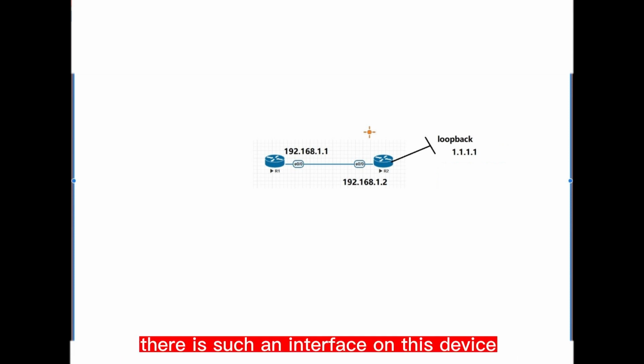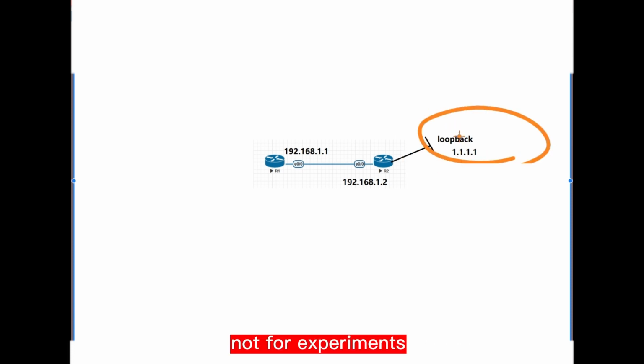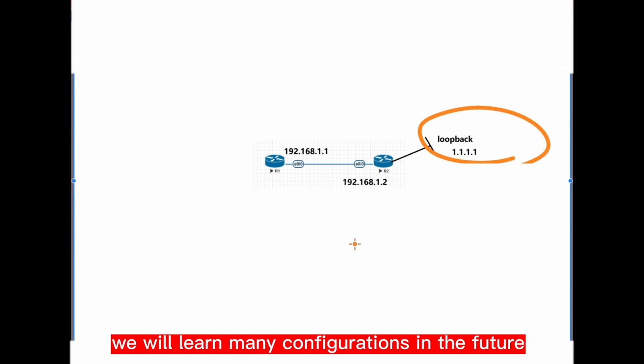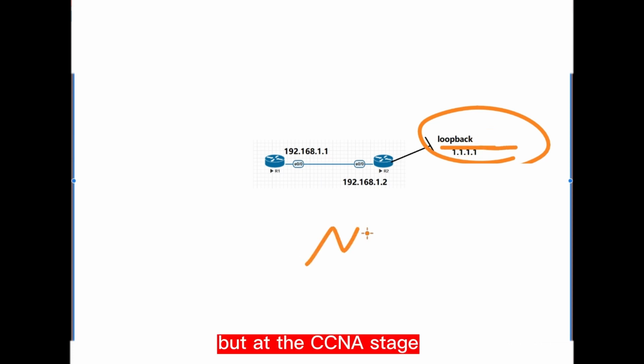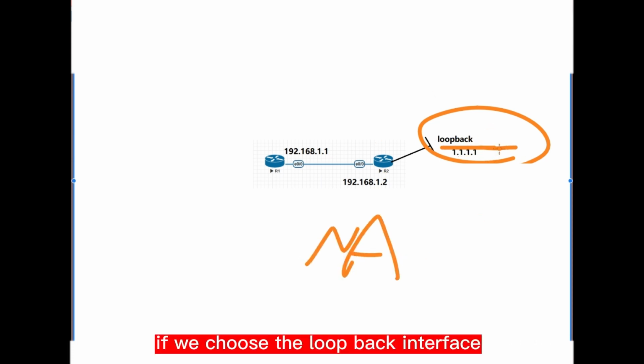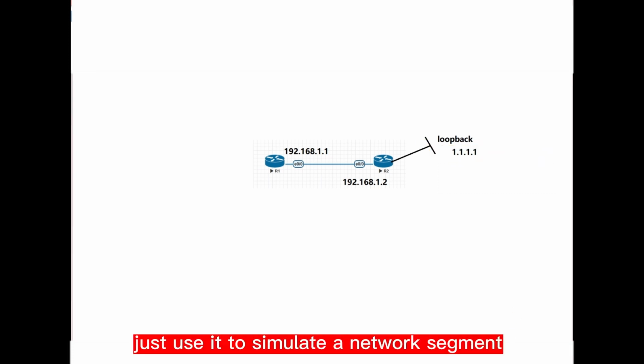There is such an interface on this device. Often for routers, we can also use the address of this interface to telnet to the device and debug it. But this is not for experiments. We will learn many configurations in the future where the loopback interface is used. But at the CCNA stage, if we choose the loopback interface, just use it to simulate a network segment.